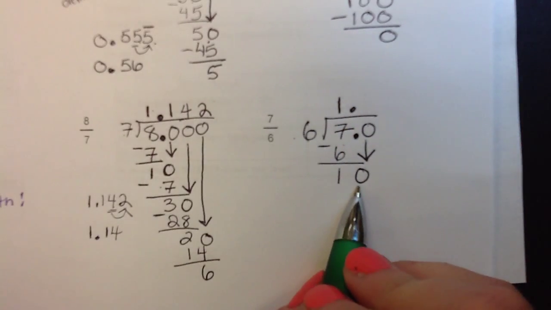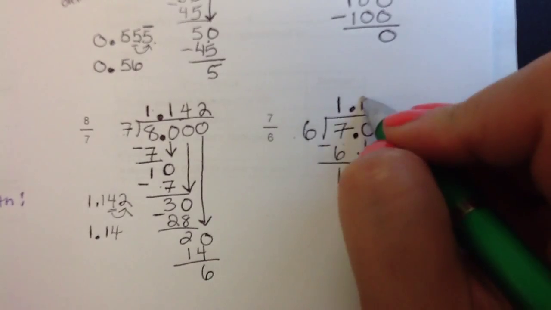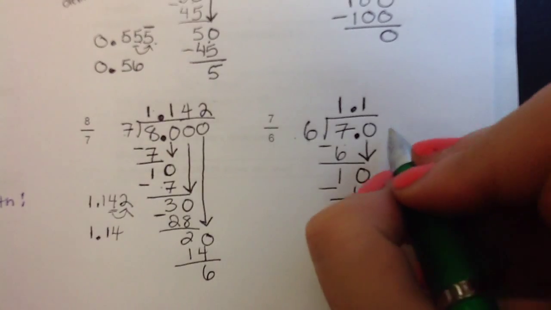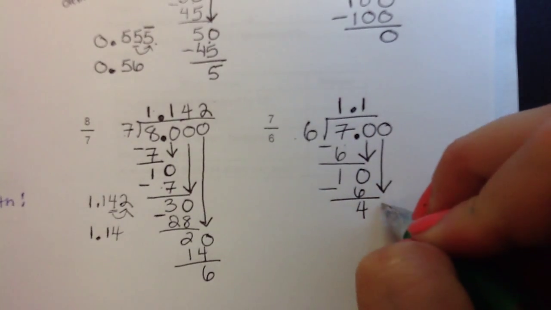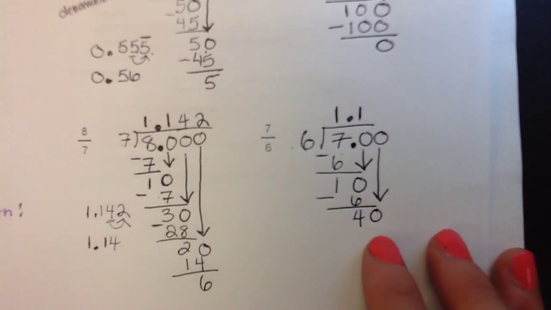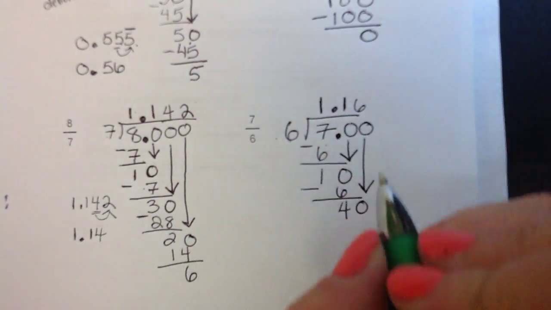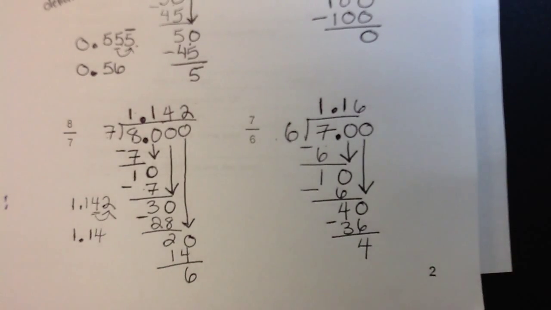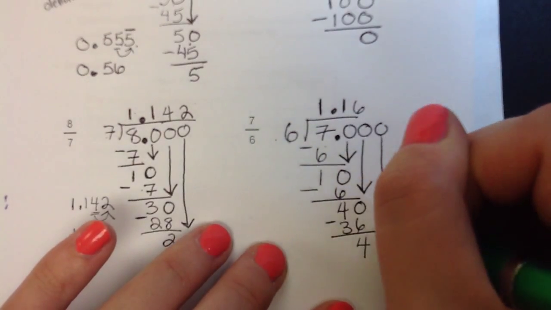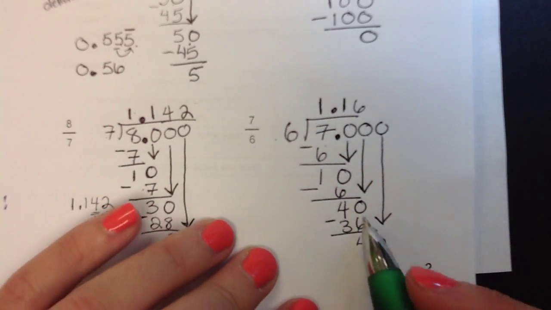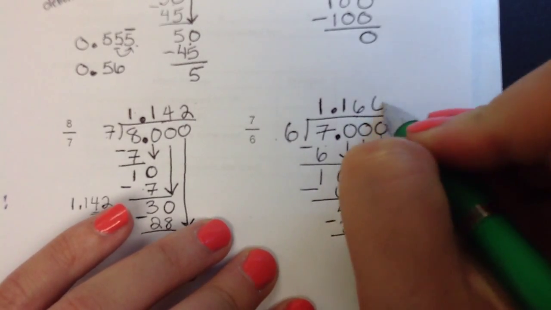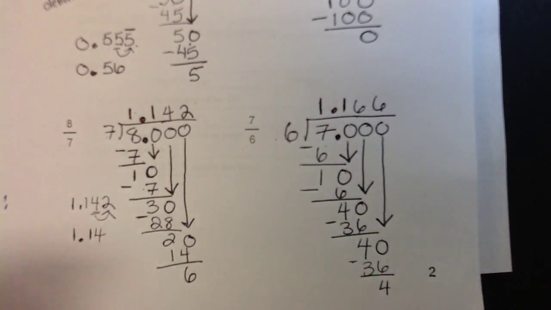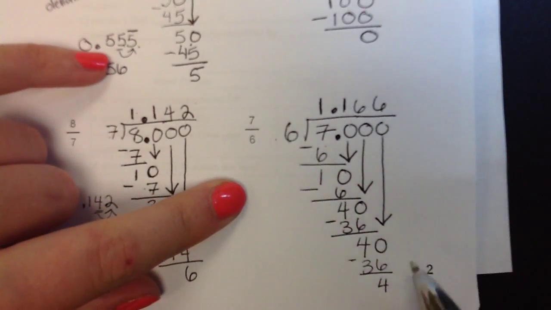How many 6s fit into 10? Just 1. 1 times 6 is 6, and we subtract. 10 minus 6 is 4. And we're at a bring down. So how many 6s in 40 without going over? 6 times 6 gives us 36. Subtract, we get a 4. We can bring down. We get 40 again, so we're starting to get this pattern. 6 times 6 is 36. Subtract is 4, so we get that pattern again. This is going to start repeating these 6s forever and ever.